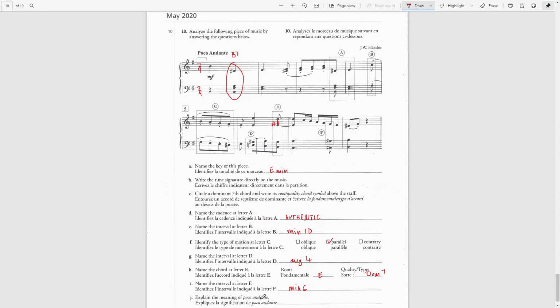Explain the meaning of poco andante. Poco means a little, andante means moderately slow.